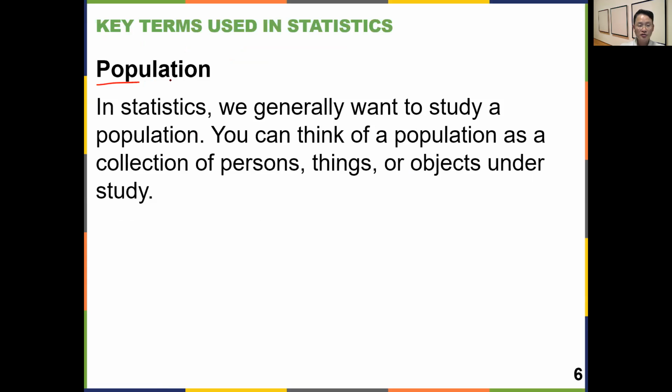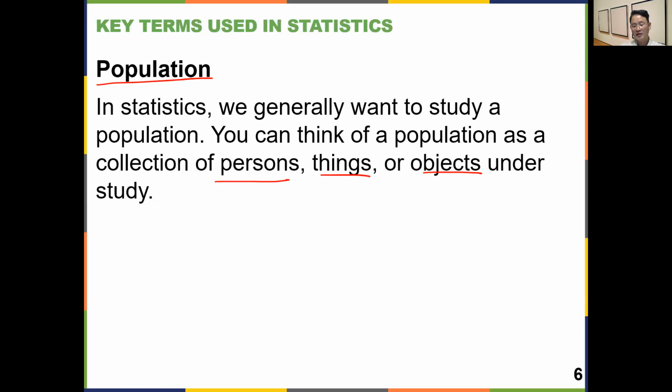Okay. Now, population. Population doesn't have to be human, right? It could be any type of subject that we are studying, right? In our statistical project, any type of subject can be a population. So it could be a person, it could be things, or it could be object under study. But one thing about population, it should include every single person or the thing or the object of the study.